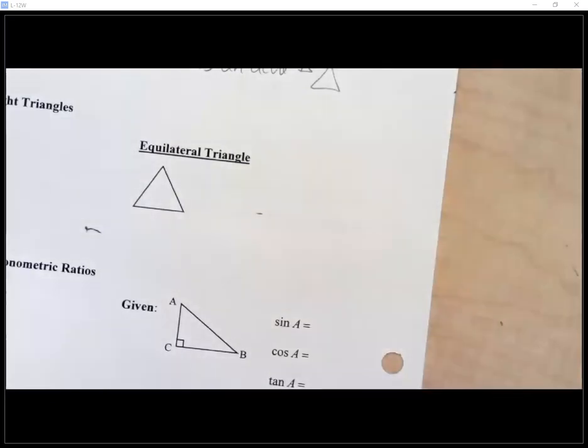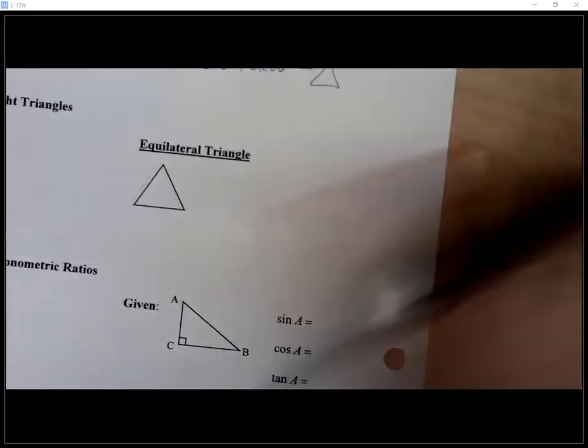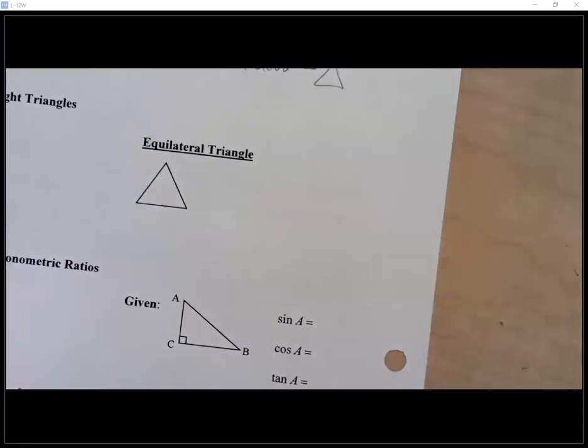Okay, I am going to go on to 8-4 right now, which is probably one of my favorite sections out of all of it. I just love these darn things. All right, you ready? Special right triangles. You're going to love these. Why are they so special? Oh my gosh, wait till you see.